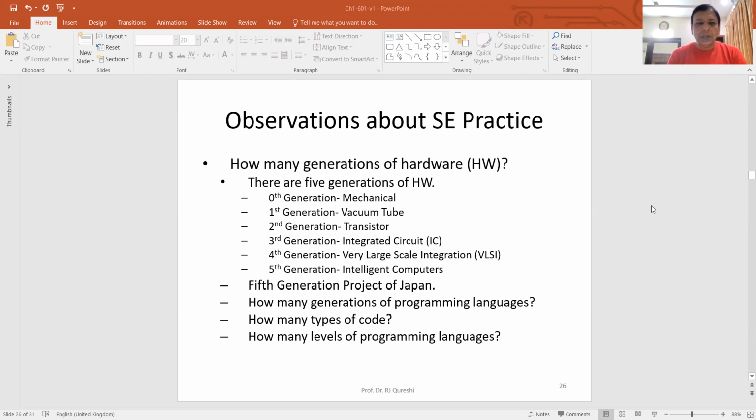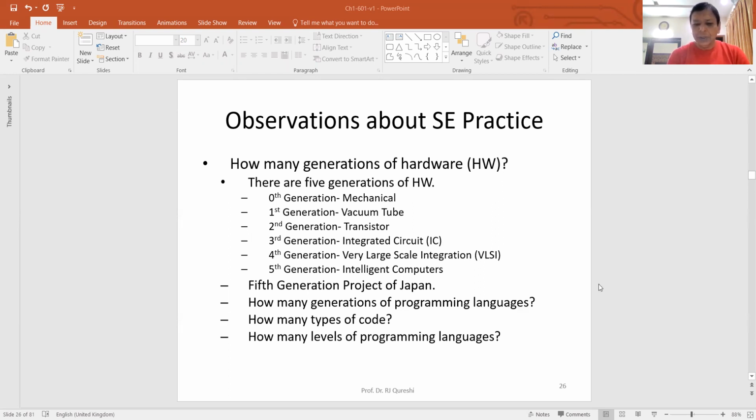There was a mistake in the last lecture. I apologize for that. There are 6 generations of hardware instead of 5 generations. One generation is the zeroth generation, that is called the mechanical generation. The first generation is vacuum tube, second generation transistor, third generation is IC integrated circuit, fourth generation VLSI, very large scale integration, and fifth generation intelligent computers. So this was the mistake that I forgot vacuum tube, which is the first generation.